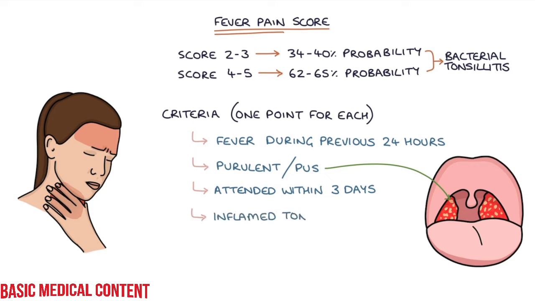I for inflamed tonsils, and they have to be severely inflamed for this to count. And N for no cough or coryza. And coryza refers to the typical symptoms of a cold with a blocked nose, a runny nose, and sneezing. So if there are typical cold symptoms present, this makes bacterial tonsillitis less likely.